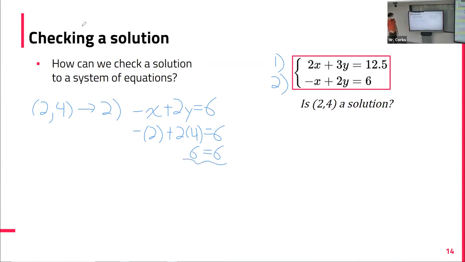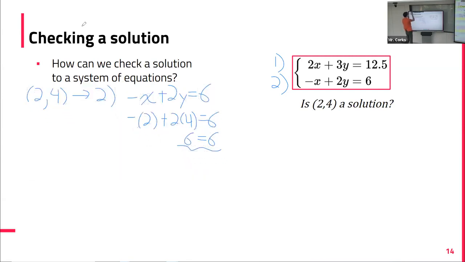How do we interpret that result? We substituted the point into the equation, and both sides of the equation were equal. What does that mean? Which means it's true. Yeah, it's on that line. So it's on equation 2. It is a solution to that one. So now we just check the other one.